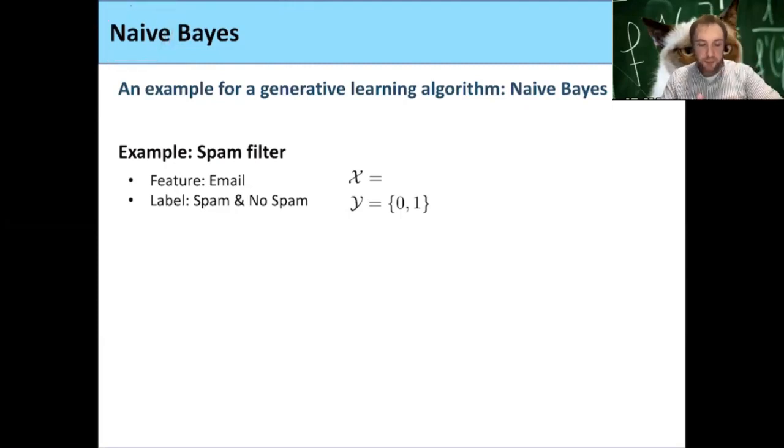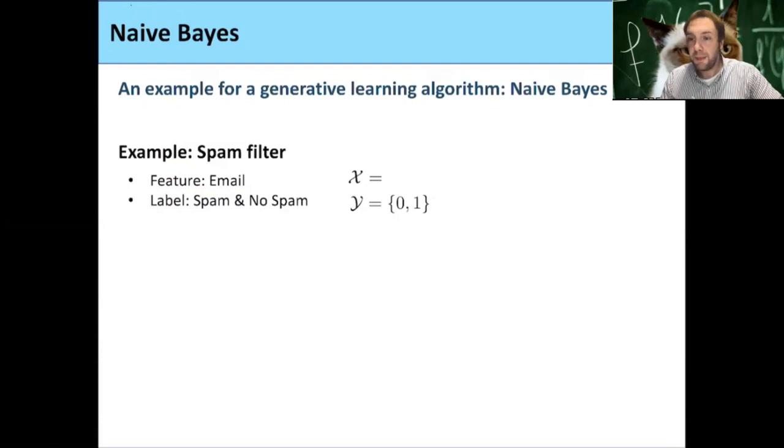For this, we will do an explicit example. One way we can use this algorithm is, for example, for a spam filter. A spam filter is a classification problem where the feature is an email given by some text, and the label will be either it's a spam or it's not spam. So the label space will be, again, as in the logistic regression.